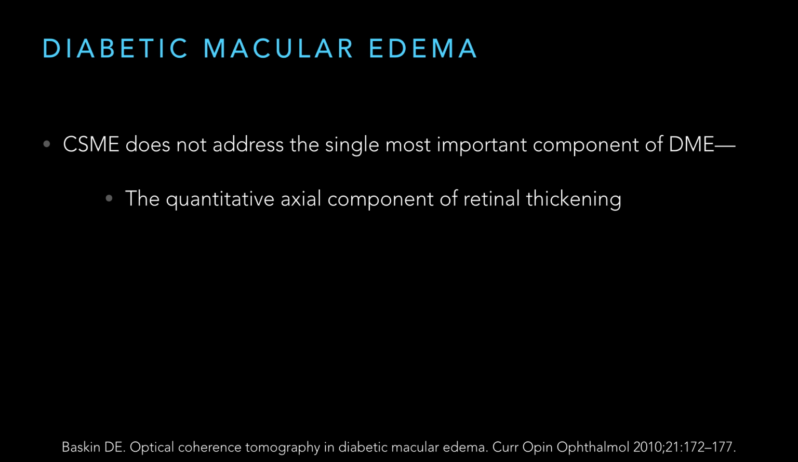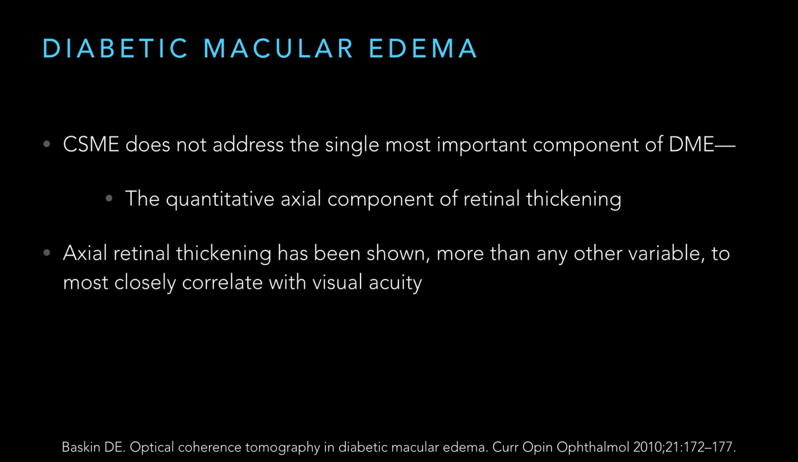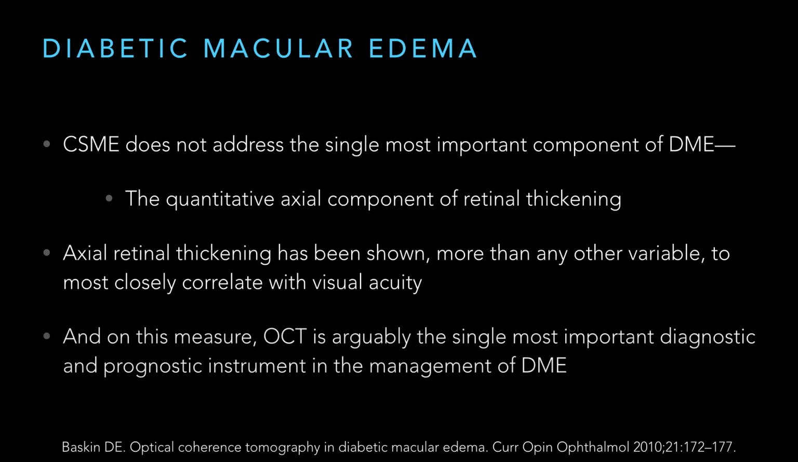So OCT takes that into account, obviously, and that axial retinal thickening has been shown more than any other variable to correlate with visual function, assuming everything else isn't torched. And so OCT, in my opinion, most people agree now. This was actually an argument to be made 5 to 10 years ago, and people would argue with you now. Everybody's like, oh yeah, that's obvious. Okay, so OCT is important. We got to go into ETDRS.